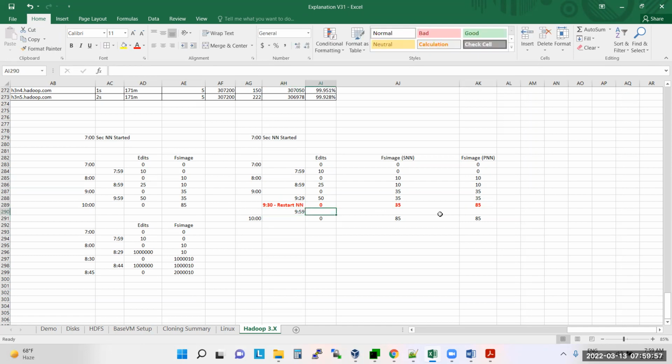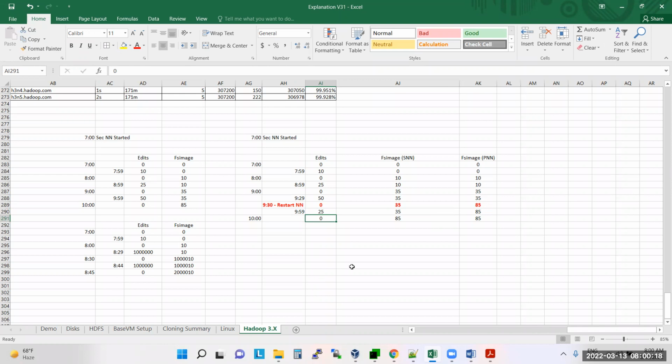At 9:59, you have 25 edits here. FSImage is at 35, and the edit log is at 85. Now, at 10 o'clock when the checkpoint is happening, what will happen? The secondary name node will merge both 25 and then, exactly.